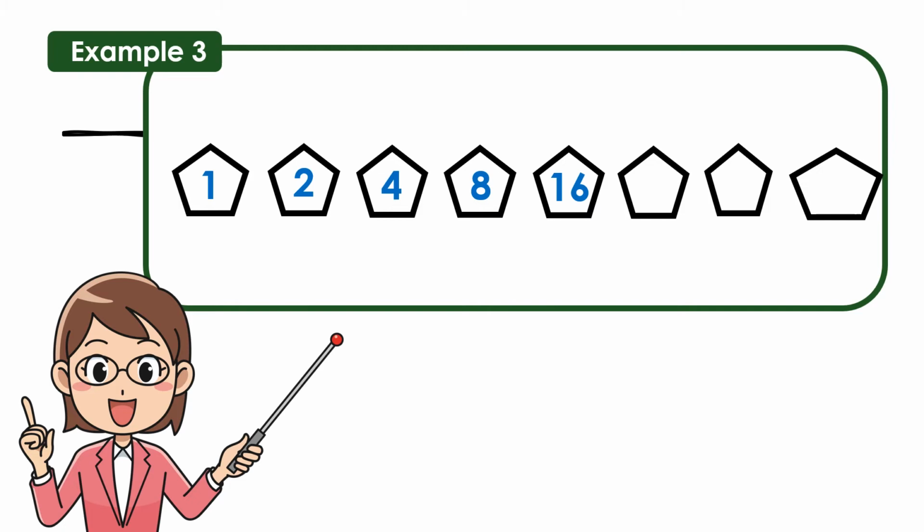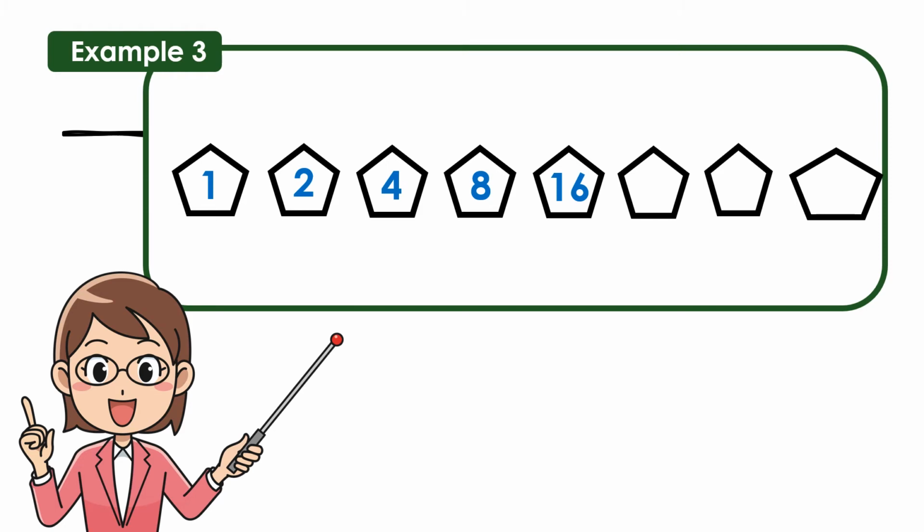Let us have example 3. We have 1, 2, 4, 8, 16, and 3 unknowns here. Again, we have 1, 2, 4, 8, 16, and 3 unknowns here. What have you observed?